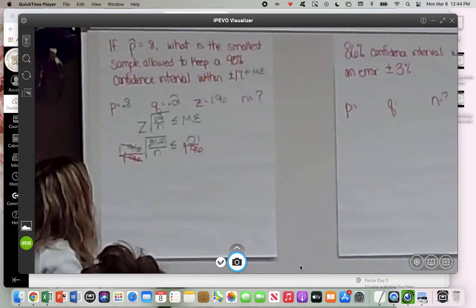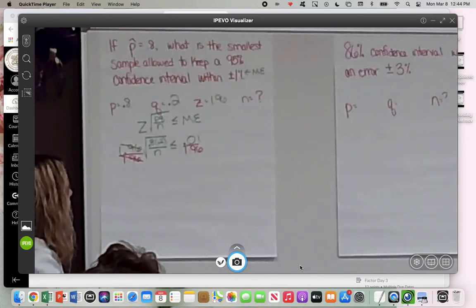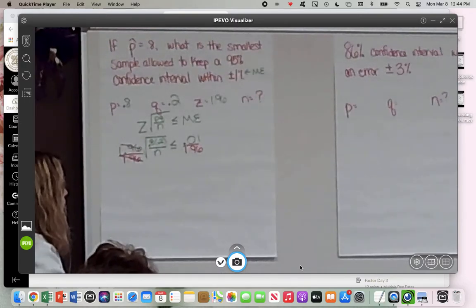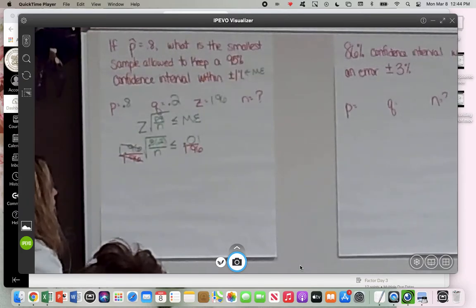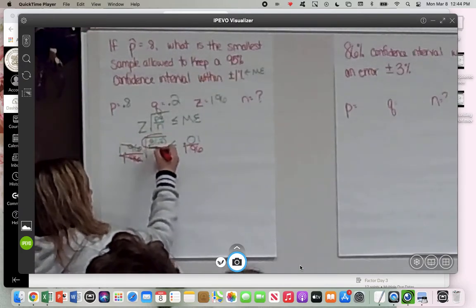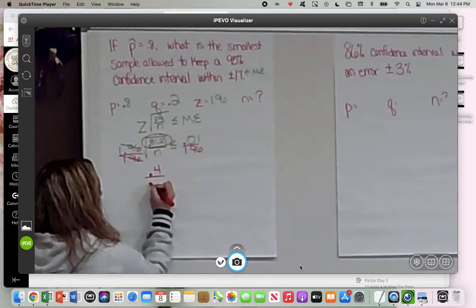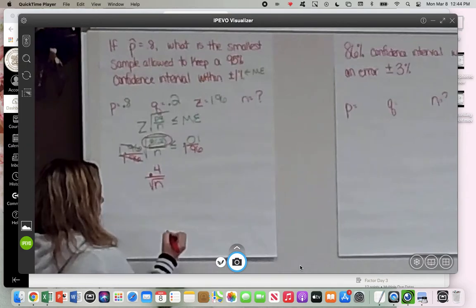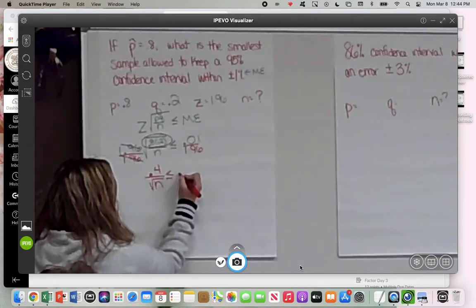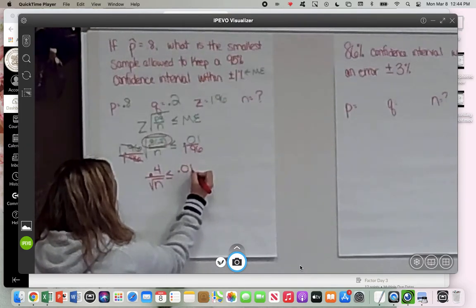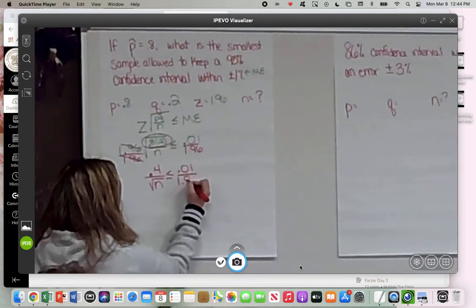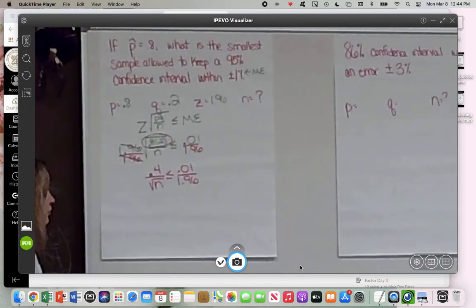All right, so 0.8 times 0.2 is 0.16. What would the square root of that be? 0.4. So all of this here, when you take the square root, ends up being 0.4, and then the square root of n hasn't been solved yet. And then we have 0.01 divided by 1.96.